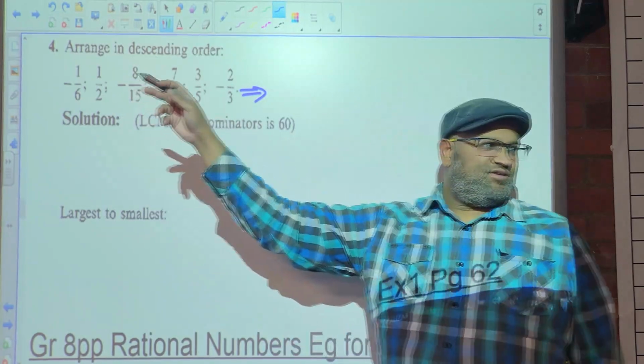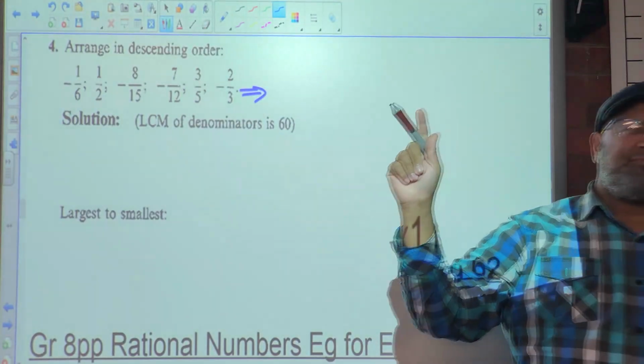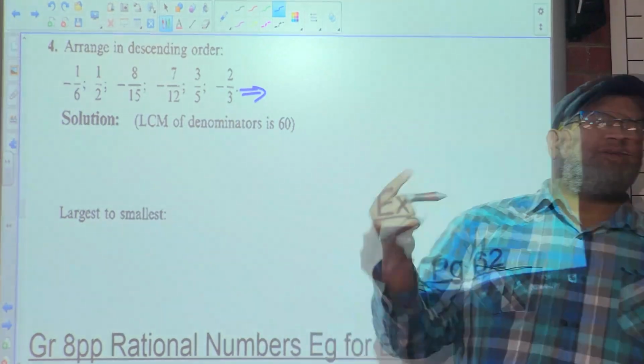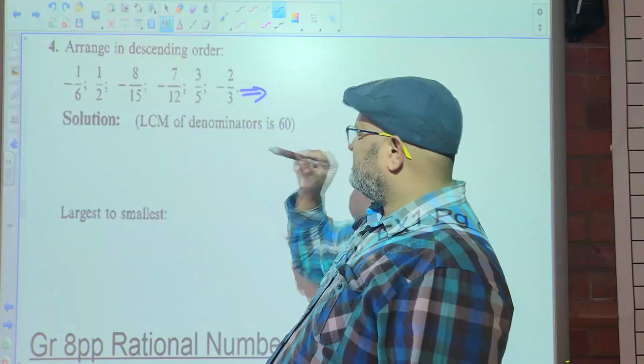So 12 can't go into 15. The next multiple of 15, 30. Can 12 go into 30? No. Next multiple of 15, 45. Can 12 go into 45? No. Next multiple is 60. Can 12 go into 60? Yes. And you also told us what the denominator is. 60.